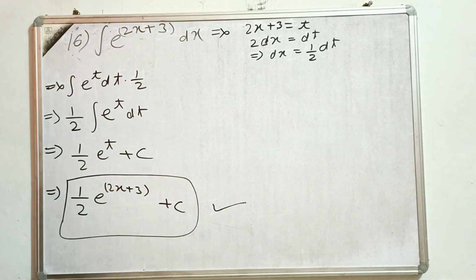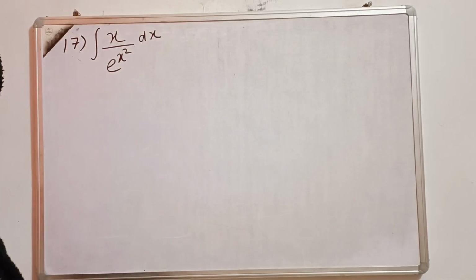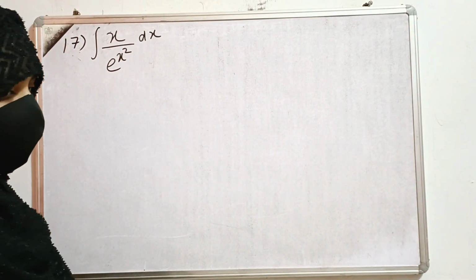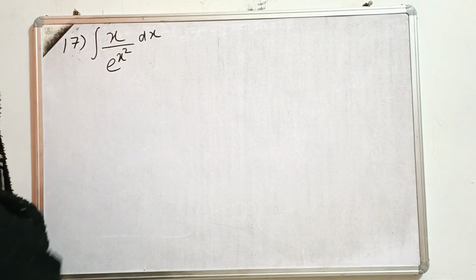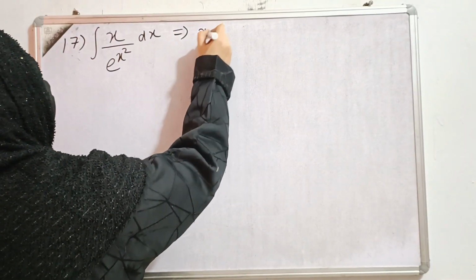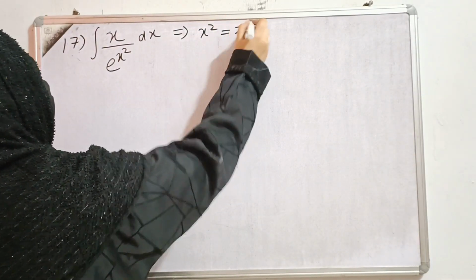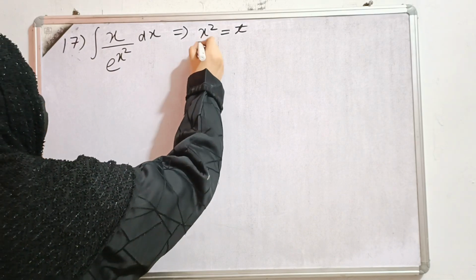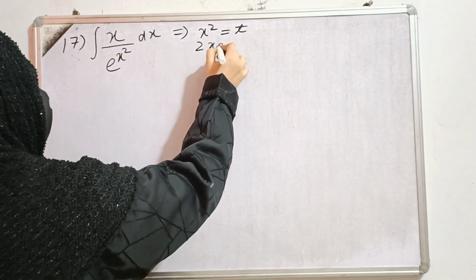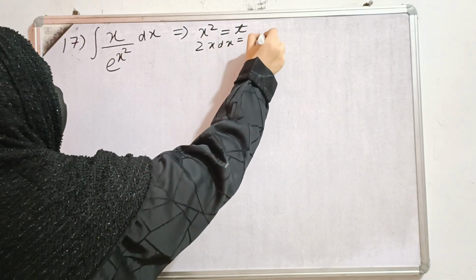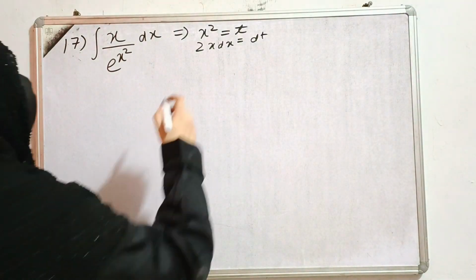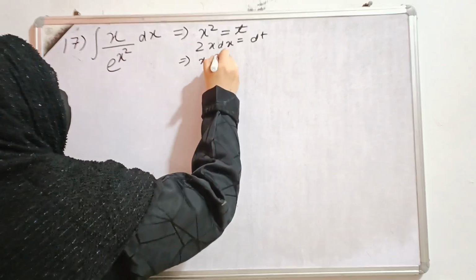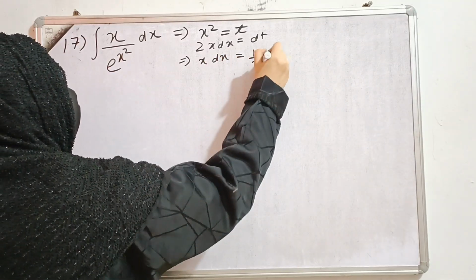Okay, scholars. Question number 17. Integration of x upon e power x square dx. Now let x square equal to t. Now differentiation with respect to x, we get 2x dx equal to dt. Or we can write x dx equal to 1 upon 2 dt.